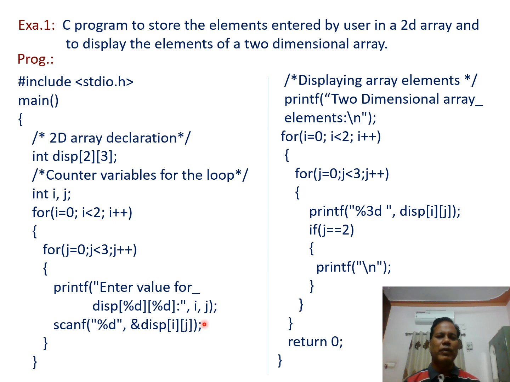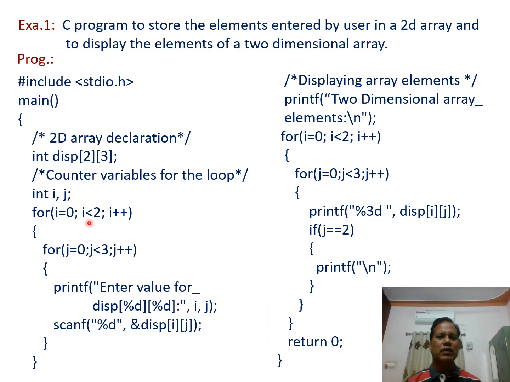After this, when the value of j is incremented, 3 less than 3 becomes false. So control comes out of this inner for loop, that is, after storing 3 element values corresponding to 3 columns. After that no statement is there, meaning the row value is incremented, that is i plus plus. Here its value becomes 1.